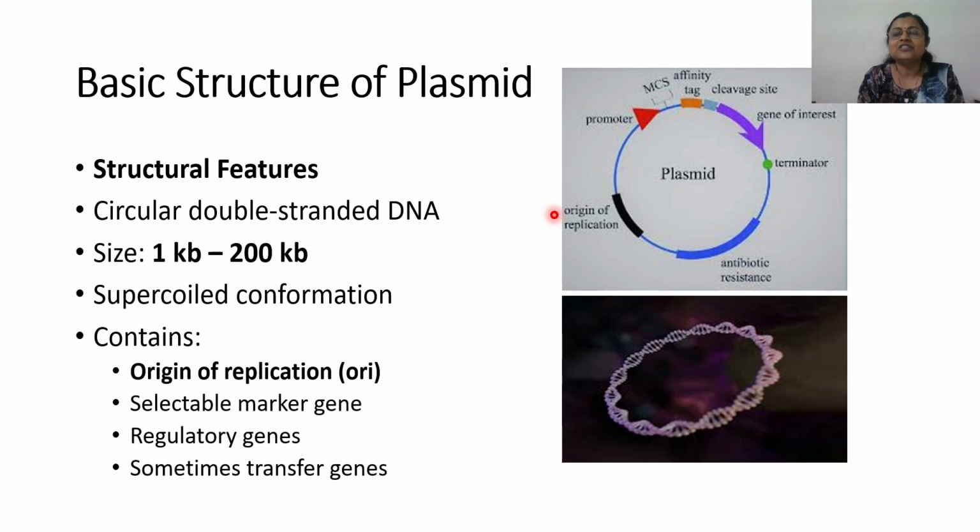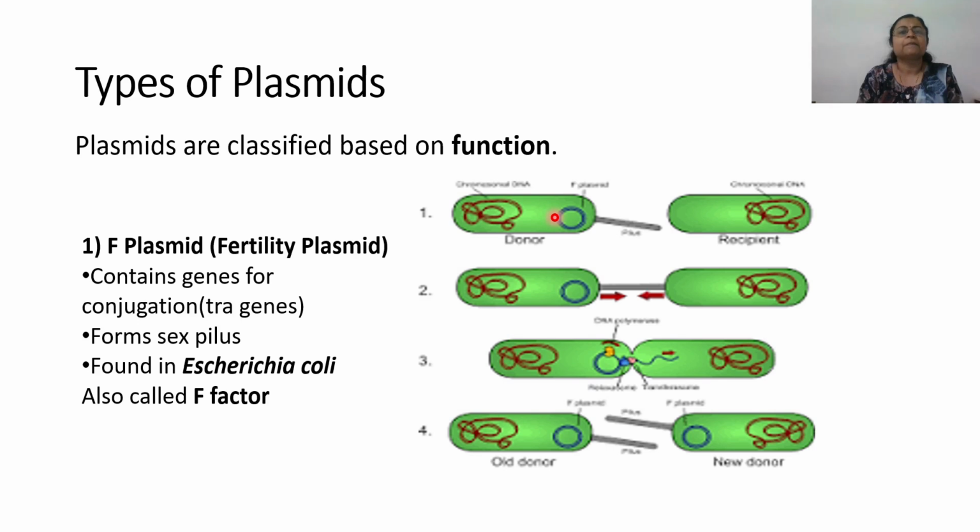Sometimes transfer genes are also present. These transfer genes are responsible for conjugation. Conjugation takes place between an F plus cell and an F minus cell. For the purpose of transferring antibiotic resistance genes or other characteristics from one organism to another, such transfer genes are present on the plasmids.